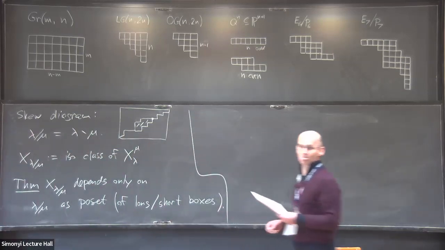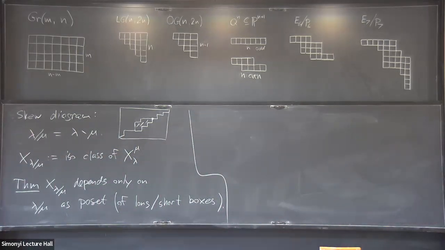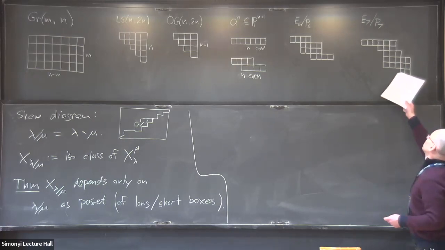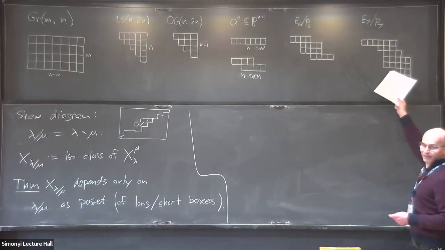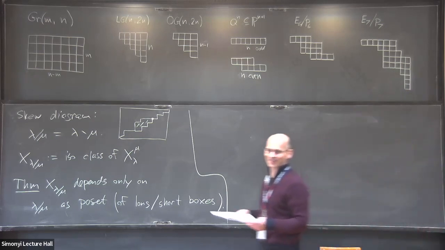By coset, you mean like the interval in Young's lattice? Yes, yes. Well, actually, it's not really Young's lattice. It is Young's lattice, right? This lattice of boxes. Yes, yes, you're right. Yes, the interval.